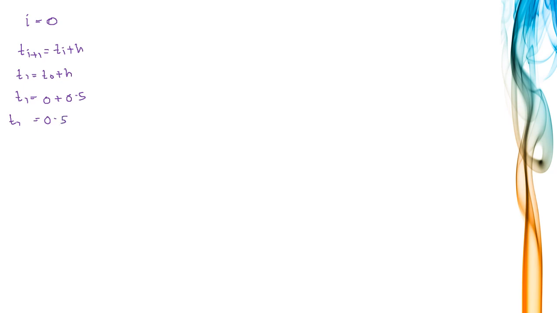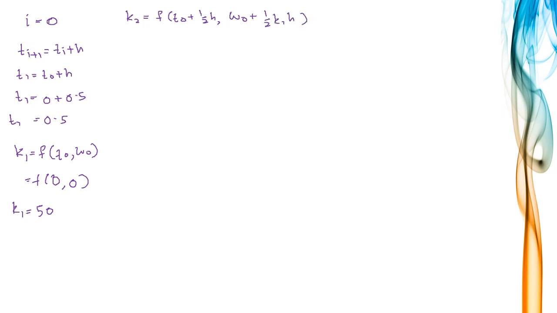So before we can get the value for W1, we need to calculate our k1, k2, k3, and k4. So k1 is equal to f(t0, W0), where t0 is equal to 0 and W0 is equal to 0. So substitute into our function f. So we have k1 is equal to 50. Then we go to k2. Formula for k2: f(t0 plus half h, W0 plus half k1h). So we substitute the value. So we have f(0.25, 12.5). Substitute into our function f. So we have k2 is equal to 12.5.